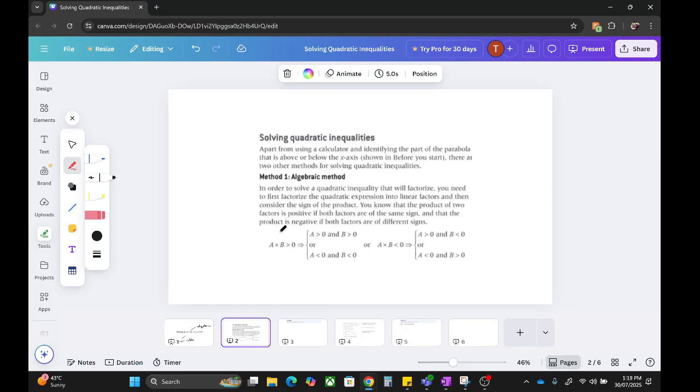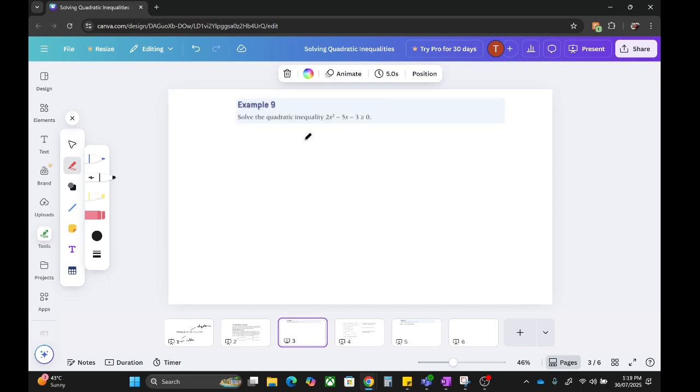So first we'll talk about the algebraic method. You can read the definition and the explanation given over here. That's just for your own convenience, but I'm going to be explaining it myself. The algebraic method is basically using factorization or using the quadratic formula. You can use both to solve a quadratic inequality, and it'll make more sense once I go through the problem. So let's move on to the problem. You guys can pause the video and read the explanation if you want. So here we have a quadratic inequality. It's 2x squared minus 5x minus 3 is greater than or equal to 0.